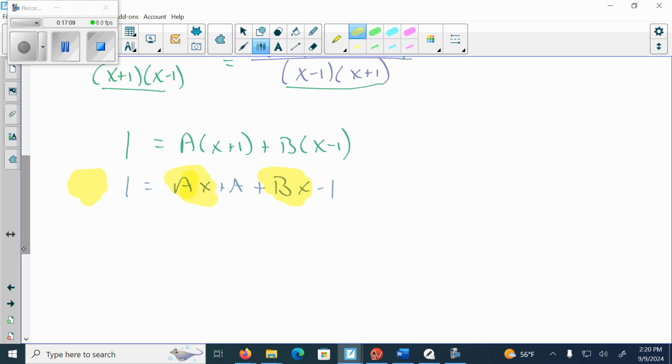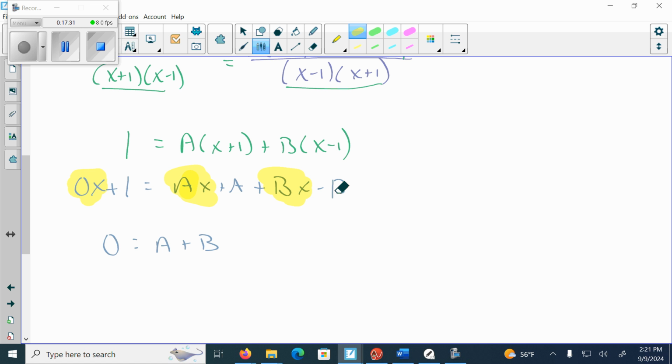If you have nothing in math, what's it understood to be? 0. So 0 is equal to A plus B. Because I think of this as 0x plus 1. Wait, does that mean A x minus B? Okay. Yeah. Oh, yes.